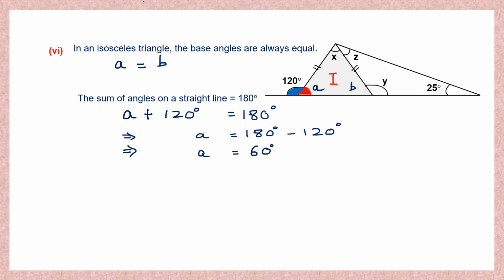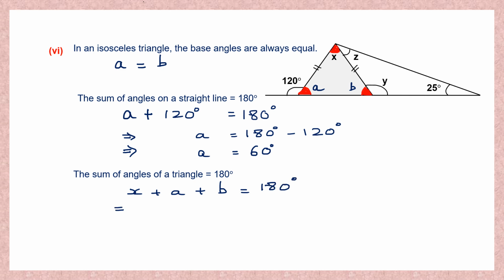Now let's make use of another property to find angle X, the unknown angle. And what is that property? The sum of angles of a triangle equals 180. So here we're looking at the three angles marked in red, A, B and X, and the sum is equal to 180. So let's work that out. X plus angle A plus angle B equals 180 degrees.